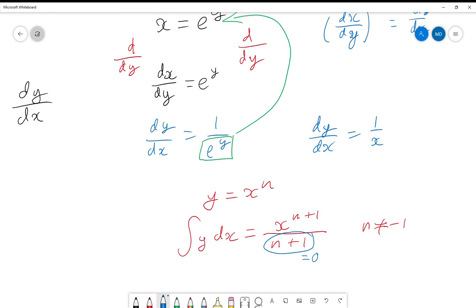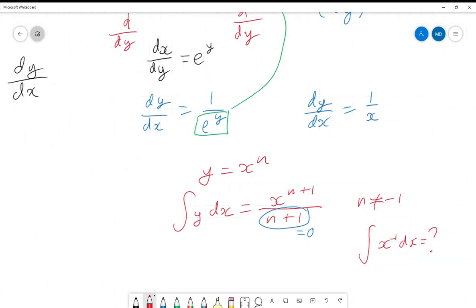So if we were trying to integrate x to negative 1 dx, it couldn't work. We didn't know how to do it. Or in fact, specifically, the integral of 1 over x dx. We didn't know how to do that. Don't forget the plus c on the end.